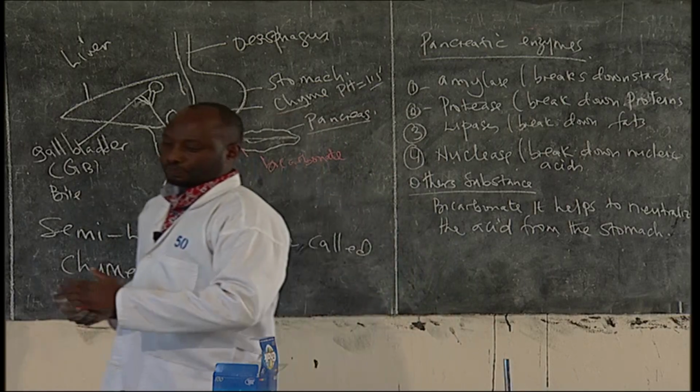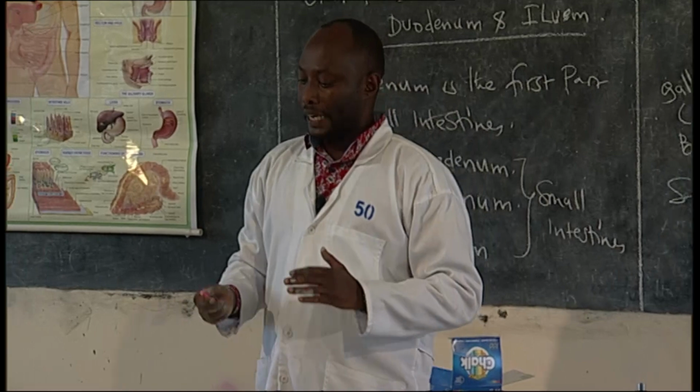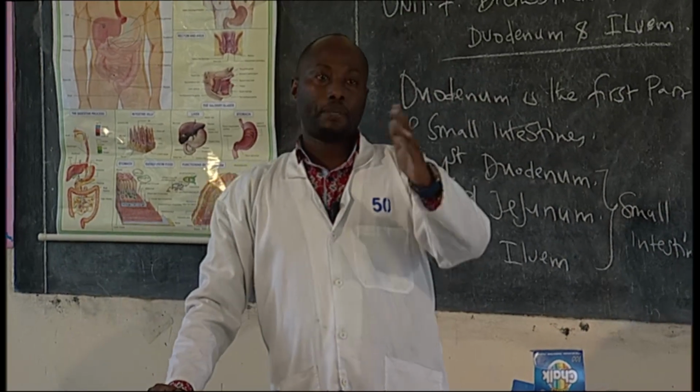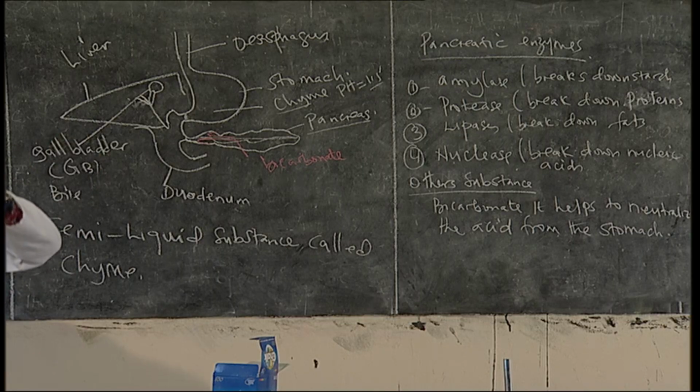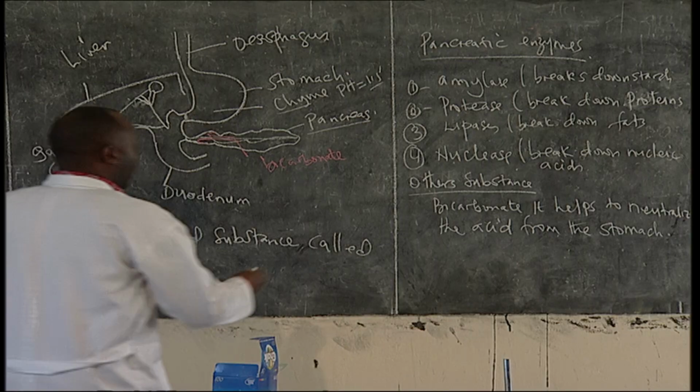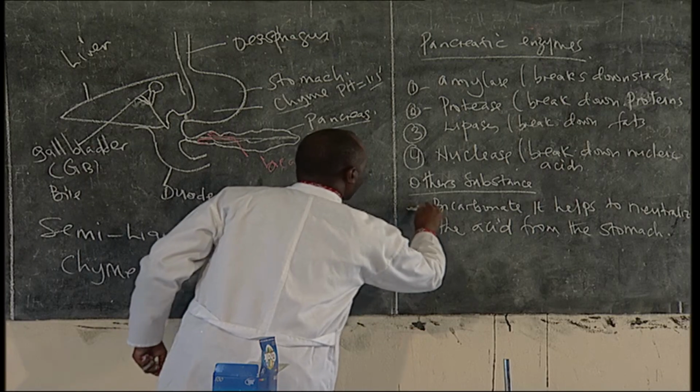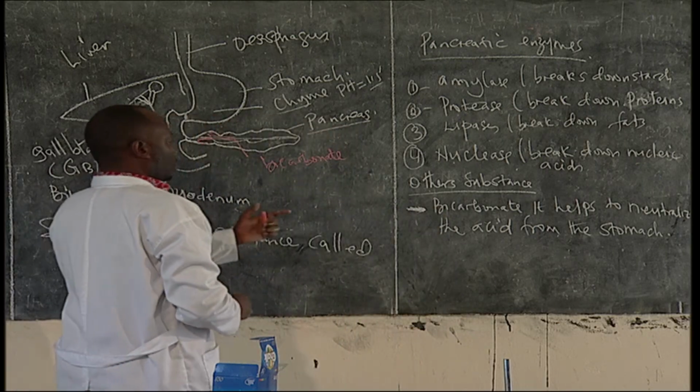The chyme is going to enter the duodenum with a pH of 1.5, which needs to be neutralized because the environment in the duodenum is alkaline. So it has to be neutralized by the bicarbonate released by the pancreas. I mentioned a number of the enzymes, and this bicarbonate is very important in neutralizing the acid from the stomach.